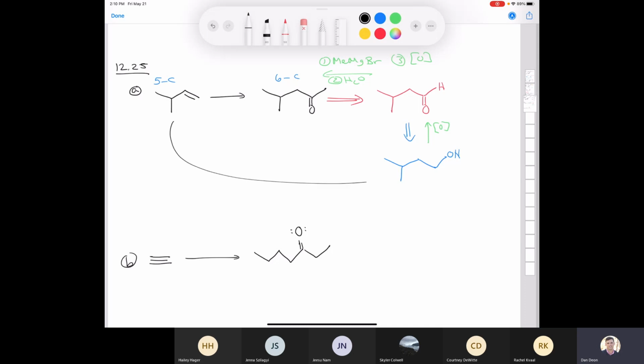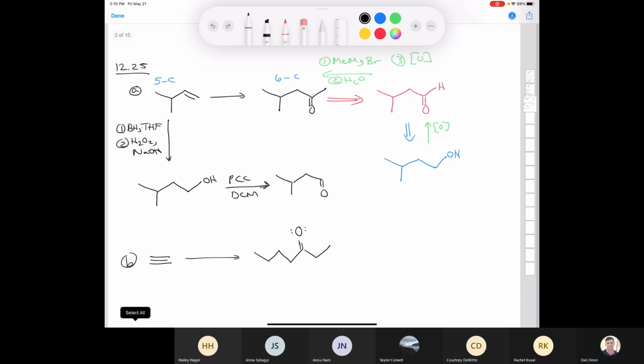And I think that everybody knows how to go from here to here, right? That's just an anti-Markovnikov addition of water across the double bond. So borane and THF, followed by treatment with hydrogen peroxide and sodium hydroxide. That gives us this guy that we wanted. We're going to oxidize that. I'll use PCC because we want to stop at the aldehyde. So PCC and dichloromethane, DCM. Again, that will produce this aldehyde.